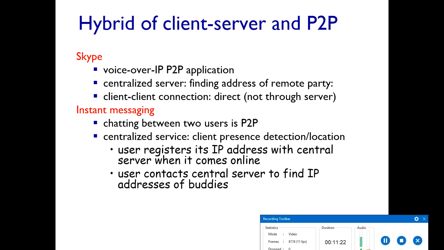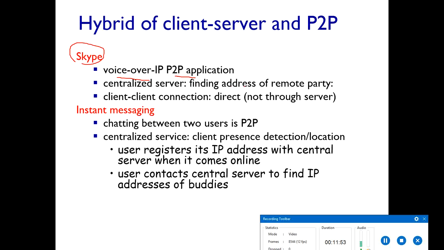Then we talk about a hybrid of client server and peer-to-peer. There are some applications which use both client server and peer-to-peer architecture. So for example, voice over IP, Skype is an example of a hybrid application which uses both client server and peer-to-peer. So voice over IP is a peer-to-peer application. Now it has a centralized server, so it finds the address of the remote party.